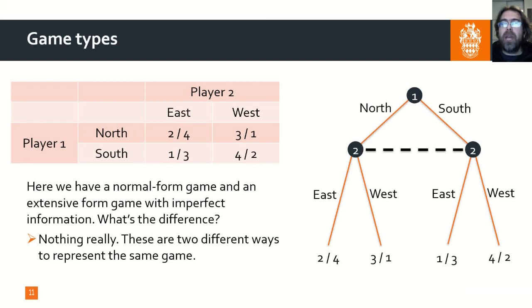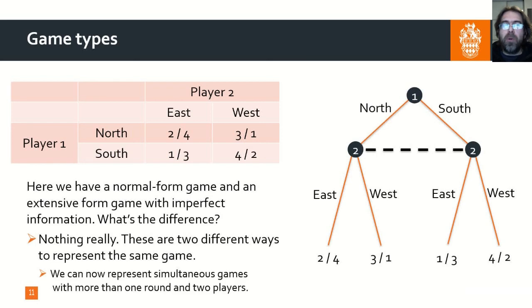Even though on the right we have an extensive form game, and player 1 technically makes a decision earlier, since player 2 does not know what player 1 decides, it is effectively the same as if they both make their decisions at the same time. Importantly, this means that we can now represent simultaneous games with more than one round in 2 players by using extensive form games with information sets.